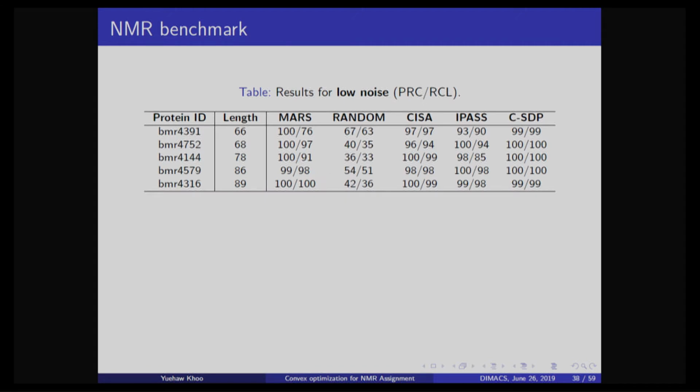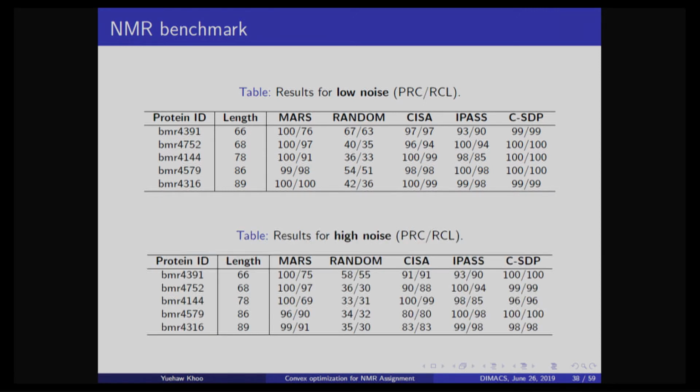For these 5 proteins, up till now the leading method is IPASS, the method developed in Waterloo. We're getting similar results, or sometimes better results, for this benchmark data set in the low noise regime, and for the high noise regime, we are also getting near perfect recovery of the permutation matrix.